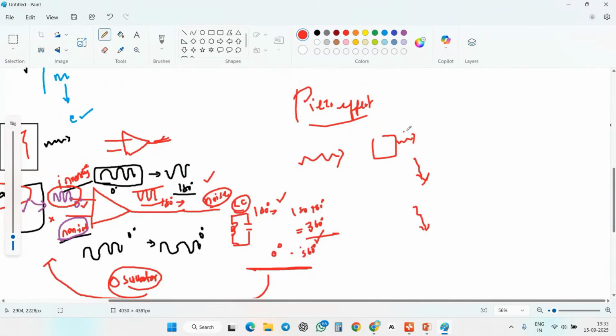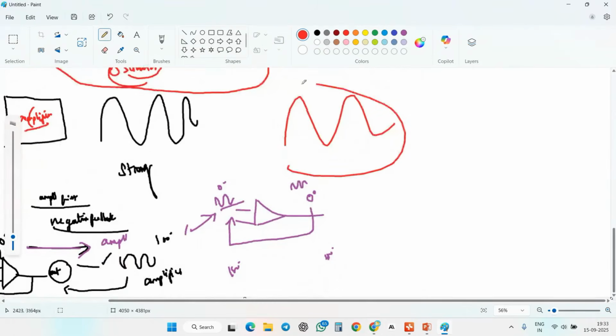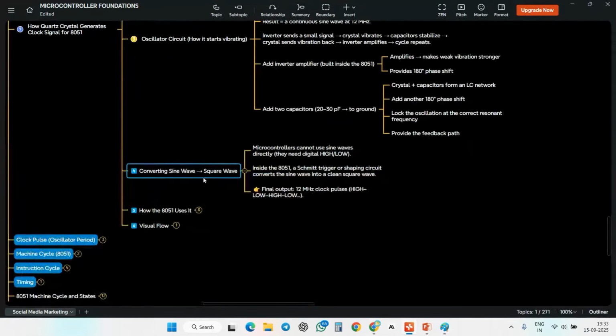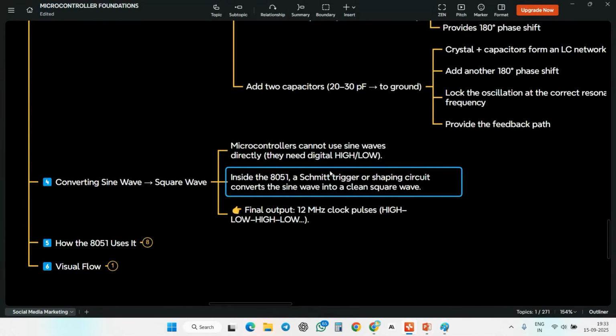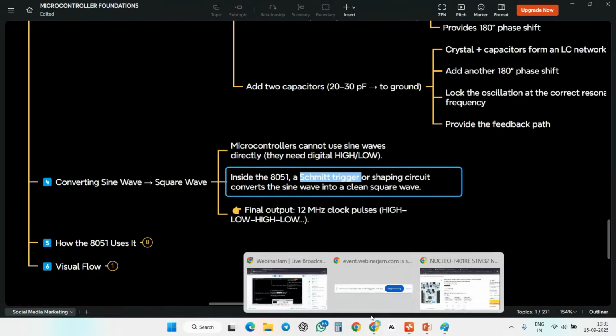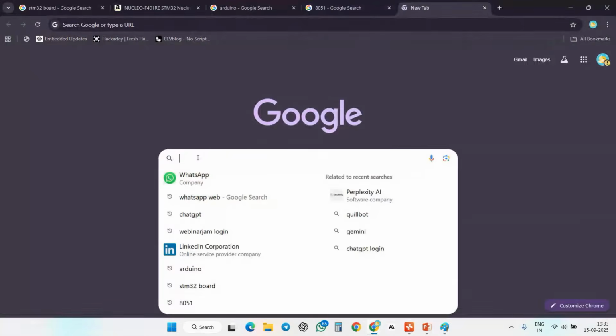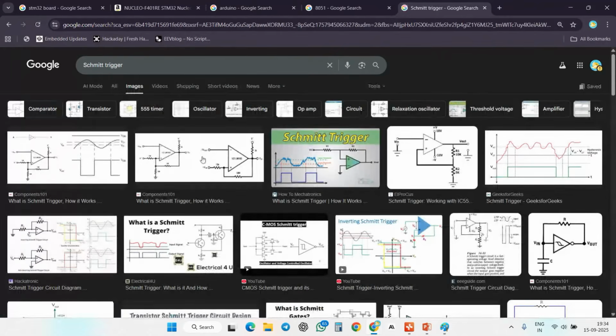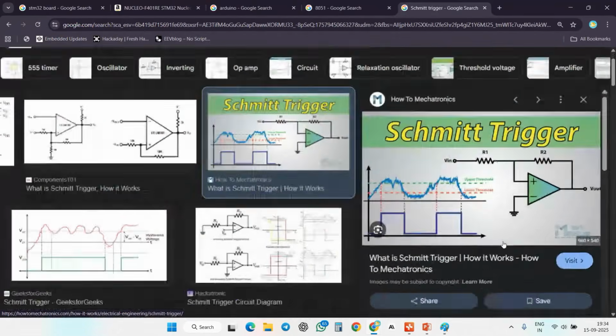So after we got this signal, it is not going to be understood by the microcontroller. For that, we are converting your sine wave signal to square waves, meaning zeros and ones. The sine wave is converted into zeros and ones by a Schmitt trigger circuit. What is a Schmitt trigger circuit? It is called a comparator circuit, which is specifically designed for removing unwanted noise and producing a digital signal.